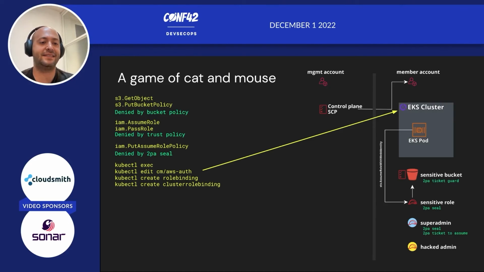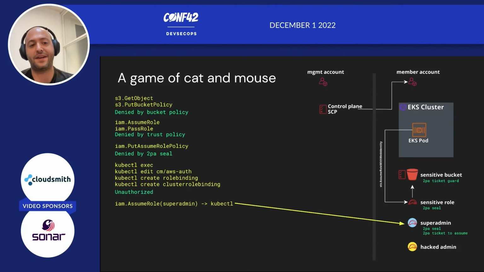He's going to try to edit the AWS auth config map, which is in a kube system namespace, or even create role bindings or cluster role bindings in order to elevate its own permissions. But if we make sure that the regular admin role, inside the Kubernetes cluster, does not have access to those APIs, those will fail as well. Then the hacker might attempt to assume the superadmin's role and continue from there to the EKS cluster, but it's unauthorized again because the admin role requires a 2PA ticket in order to assume it.